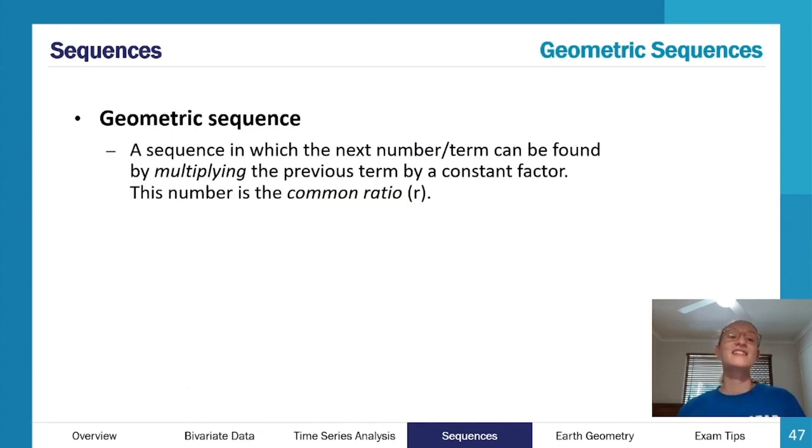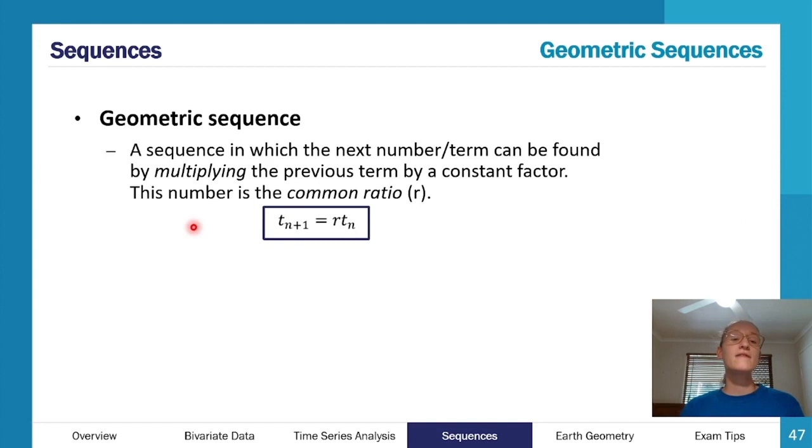Our next type of sequence is geometric sequences. Geometric sequences are sequences in which the next term can be found by multiplying the previous term by a constant factor. The factor that we're multiplying by each time is the common ratio. With arithmetic sequences, we were interested in adding the common difference each time, whether it was positive or negative. But here, we're not adding anymore, we're multiplying, and we're not looking at the common difference, we're looking at the common ratio, which is R. So that's our difference with geometric sequences.